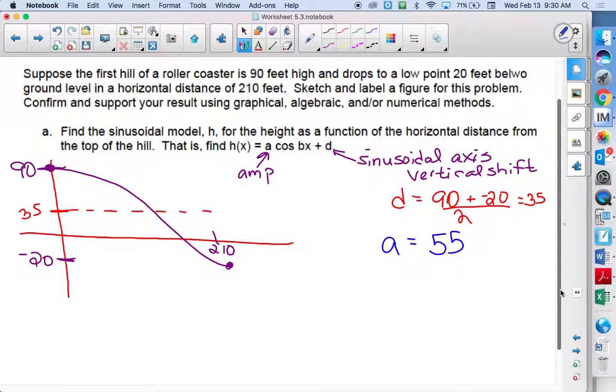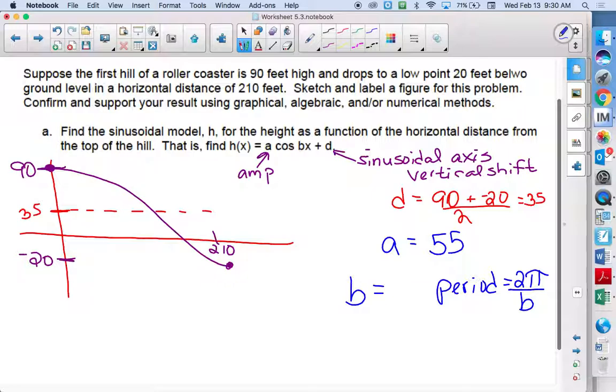B affects the period. And usually we say b is equal to what? How do you find b? The period? Yeah, but how is that involved in the period? Greg? Sorry, you find when it starts and ends. Yeah. So usually the period is 2 pi over b.